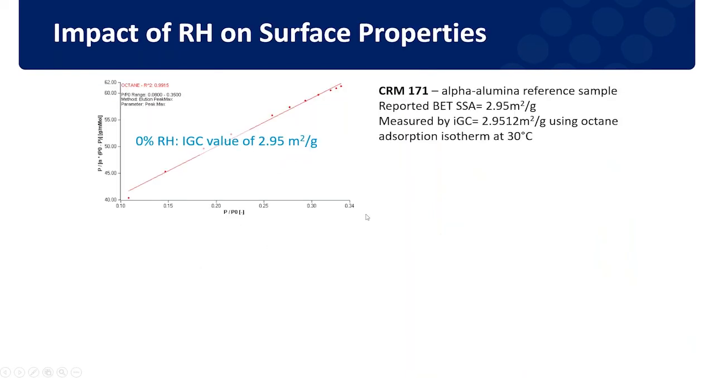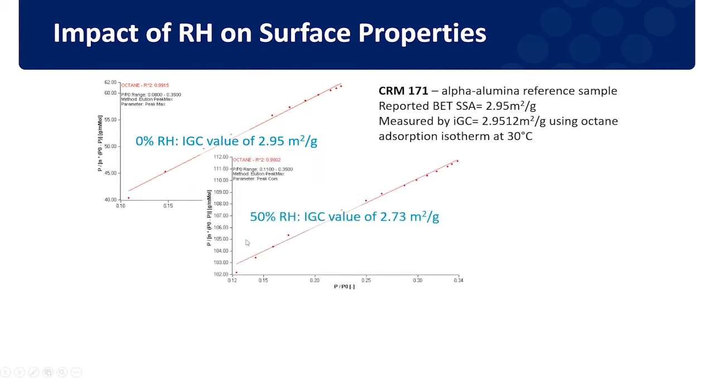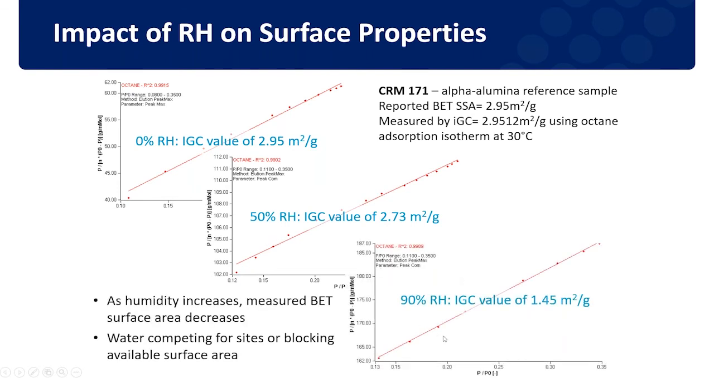So we did the same kind of experiment on a different CRM sample. It's got a slightly higher value of 2.95 square meters per gram. And what we wanted to do was see how this would vary as a function of relative humidity. So we ran the exact same experiment at 0% RH and increased it to 50% relative humidity and 90% relative humidity. And here you can see we have a steady decline in its surface area. And we can attribute that to the water competing for some of these surface sites on the surface of the alumina sample. So this is going to be blocking some of our octane uptake, and it's going to make our apparent BET surface area decrease.